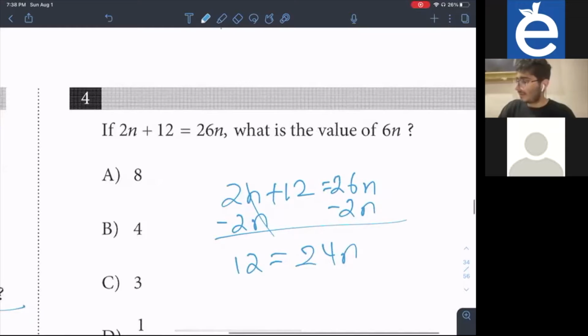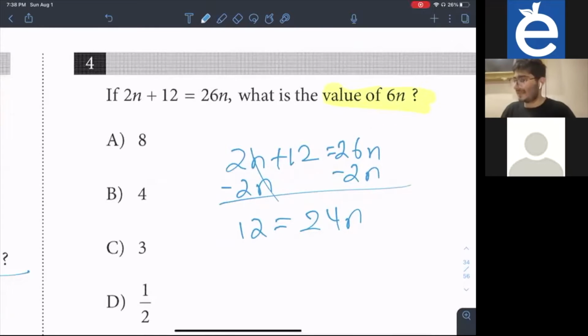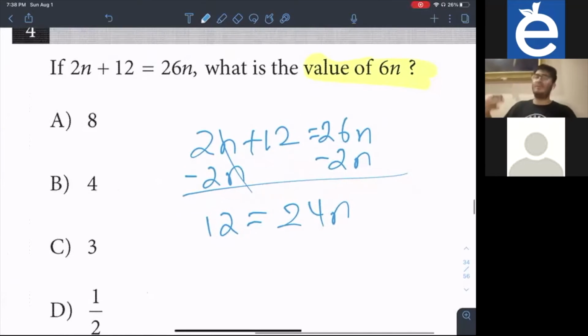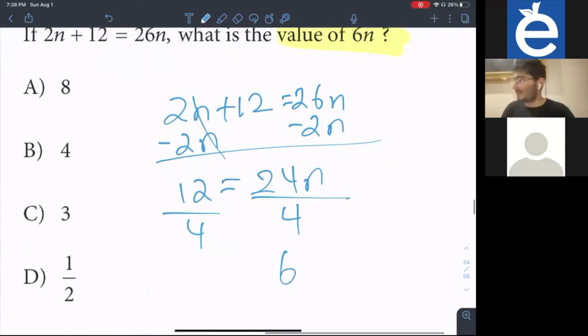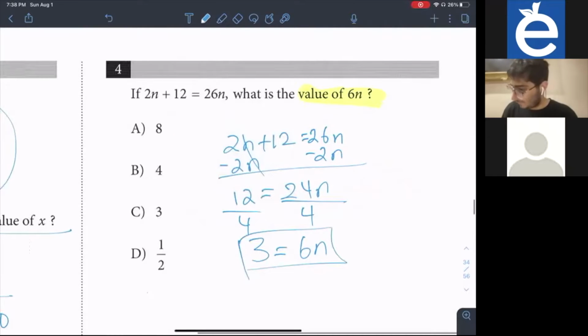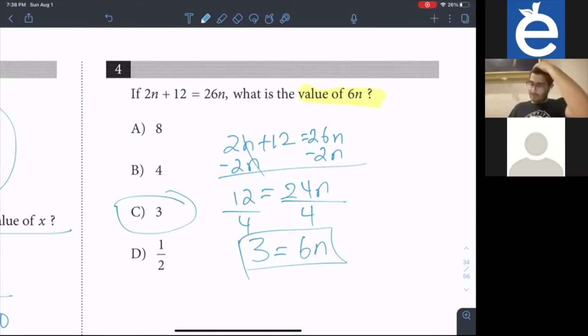Now it's asking for the value of 6n, not the value of n or solving for anything else. They're just asking for the value of 6n. So instead of finding n and then multiplying by 6, you can just divide this entire thing by 4 to get 24n divided by 4 is just 6n, which is what we're looking for. And now 12 divided by 4 is 3. So our answer is choice C.